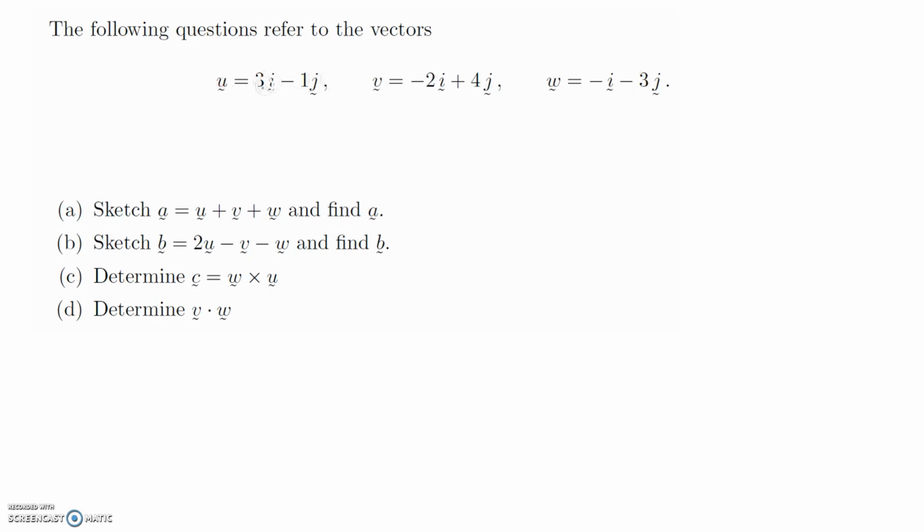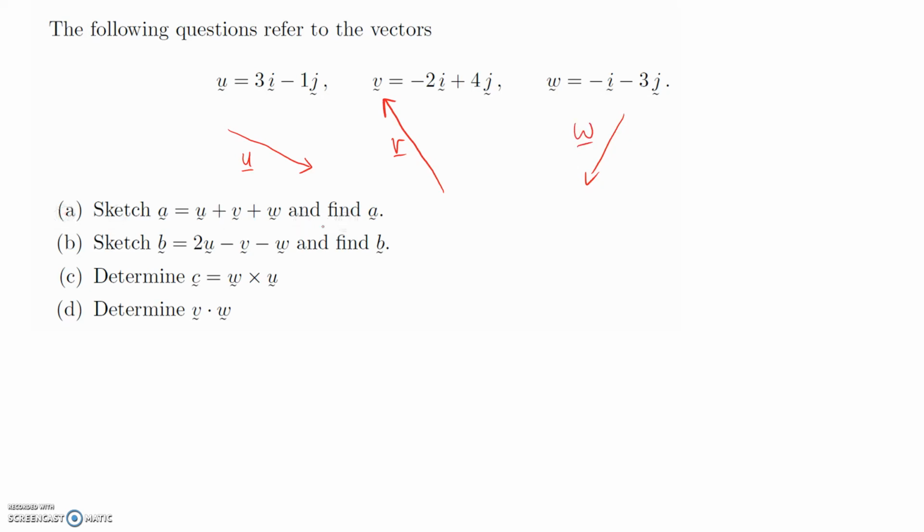So if I start with u, we've got 3i minus 1j. So it's going to have a positive x component and a negative y component. So I'm going to guess it looks something like this. Next we have v, so it's got a negative x component, so it's going to go backwards, and then a positive j component, so it's going to go up. These probably aren't going to be very to scale, but that's kind of what I would expect v to look like. And finally for w, we've got a negative x and then a negative y, so I'm going to expect it looks something like this for w.